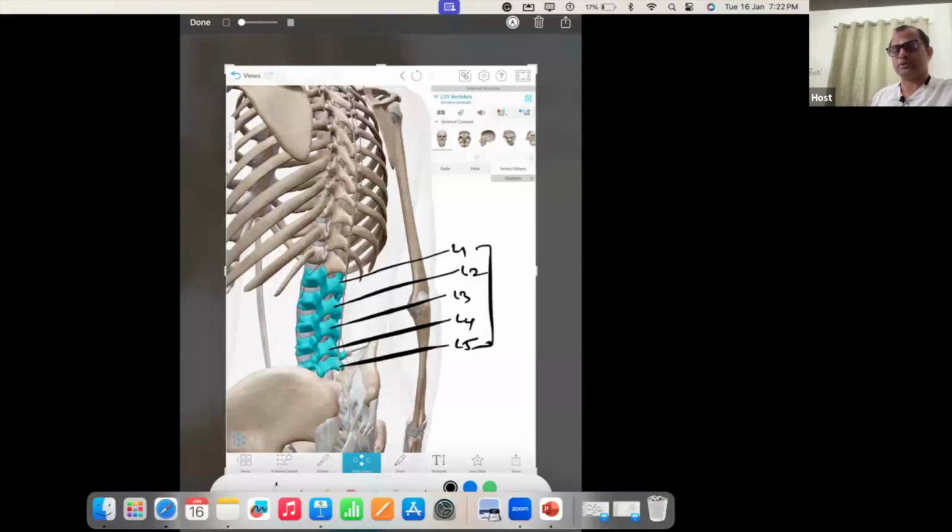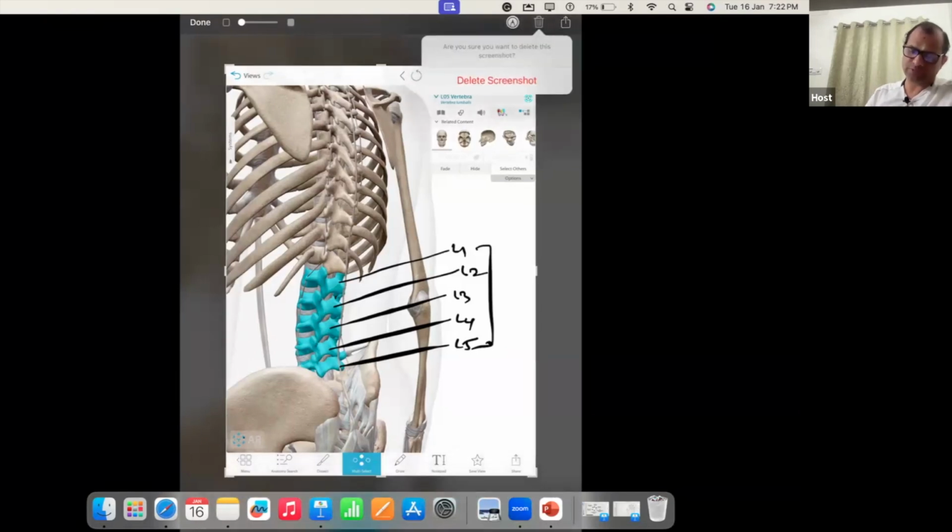We know lumbar problems are very common. People are suffering with lumbar spondylitis, spondylosis, and various other problems like cord compression, nerve compression. कई प्रकार की प्रॉब्लम हो सकती हैं. Okay.